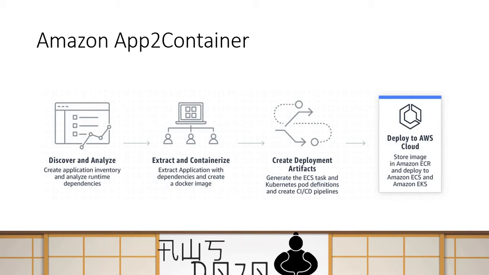It is primarily a three-step process, where in the first step you discover your services and analyze your services. You go to the application servers where your applications are deployed, and you use the App2Container service to discover the application services deployed on that server and analyze what it will take to containerize this application.